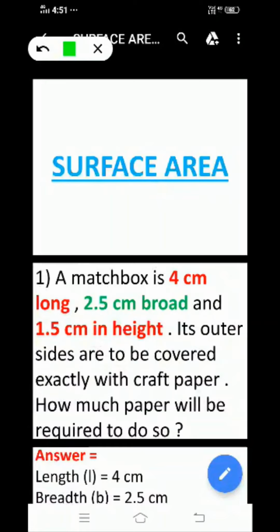First sum: a matchbox is 4 centimeter long, 2.5 centimeter broad and 1.5 centimeter in height. Its outer sides are to be covered exactly with a craft paper. How much paper will be required to do so?